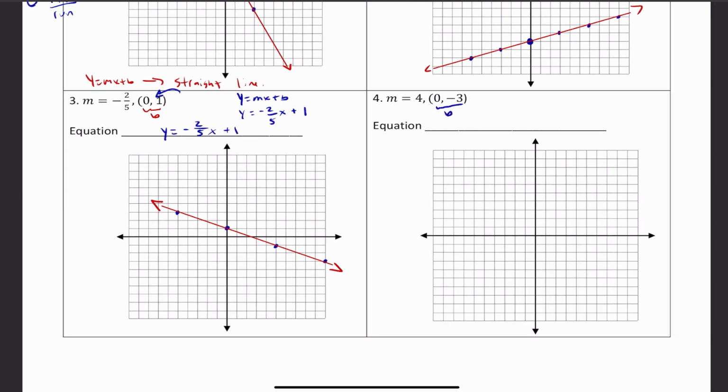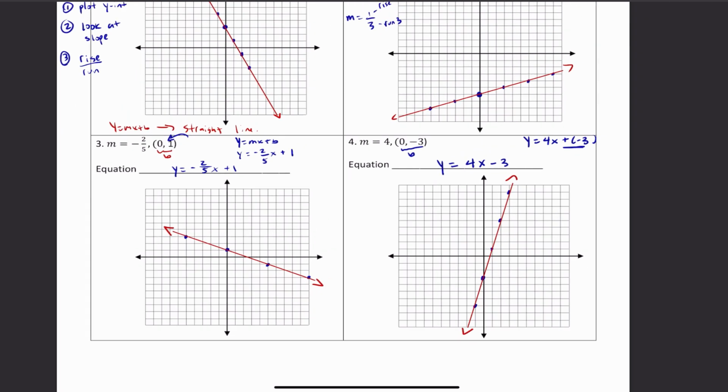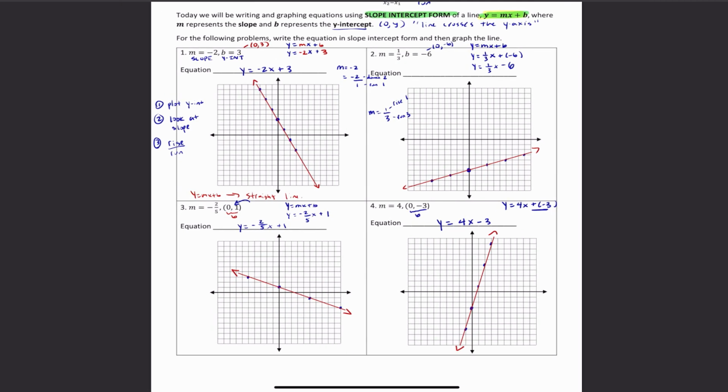So this right here is b. So y equals 4x minus 3. So if you wrote y equals 4x plus -3, make sure you simplify this part. So a positive times a negative, that's going to become a negative. So y equals 4x minus 3. I start at 0, negative 3. I'm going to go up 4, right 1. So 1, 2, 3, 4, right 1. Then do the opposite. Down 4, left 1. And I'm pretty content. Connect. Arrows. And then you got it. This is how you graph slope-intercept form.